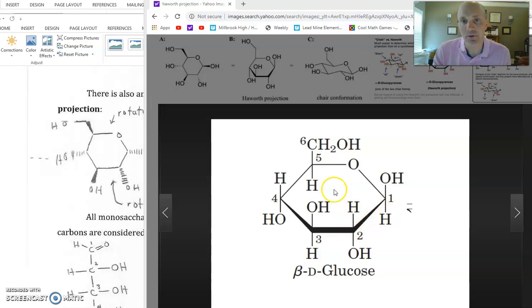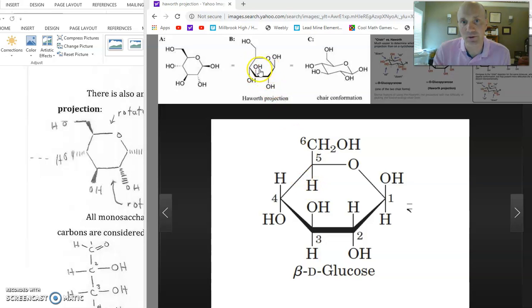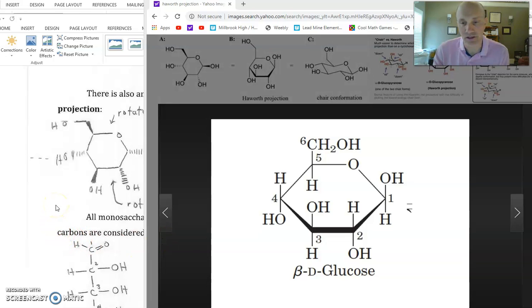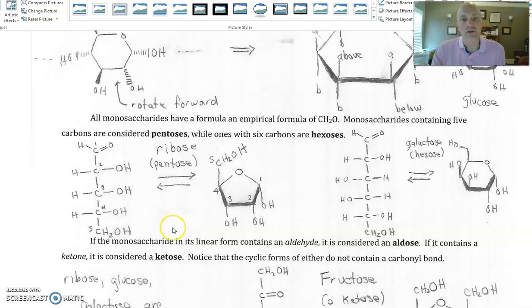But there are plenty of times that, for example, when you look at this representation right here, they save a little time by just not drawing in the hydrogens. But when you're looking at that, you would just realize that anywhere there are not 4 bonds to a carbon, there would be hydrogens in the last position. All right. So there's a fair amount of vocabulary involved when talking about saccharides.